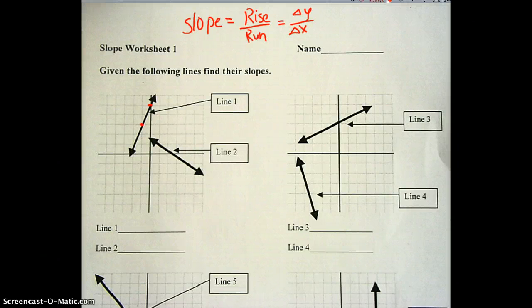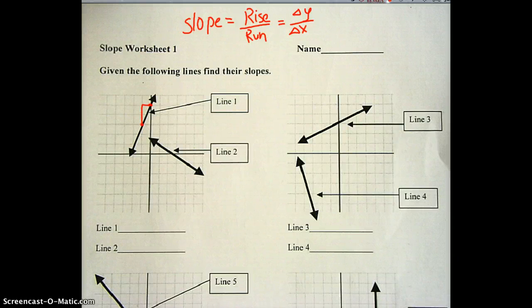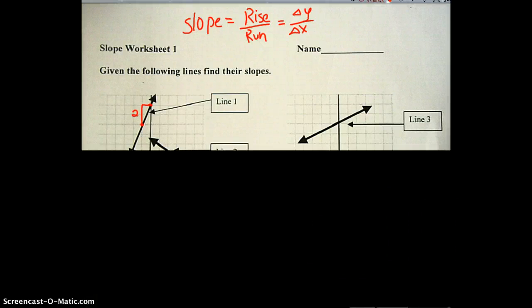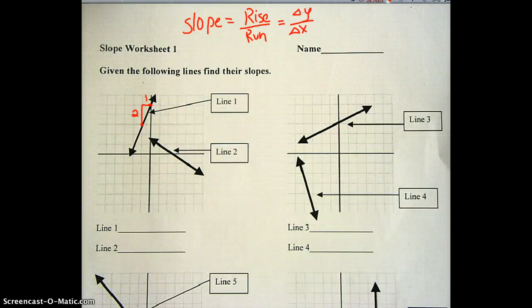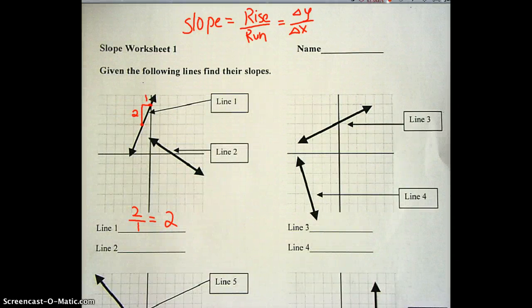Now I'm going to walk the slope and find the rise and the run. So I follow the grid lines and I go up and over to my point. I draw in a slope triangle. Now I count the rise and the run. The rise here is 2 and the run is 1. So the slope for line number 1 is 2 over 1 because 2 is the rise, 1 is the run. That simplifies to just 2. So my slope for line number 1 is 2.